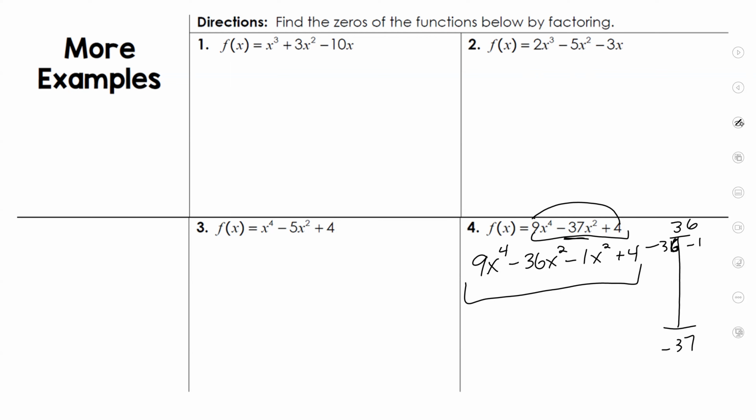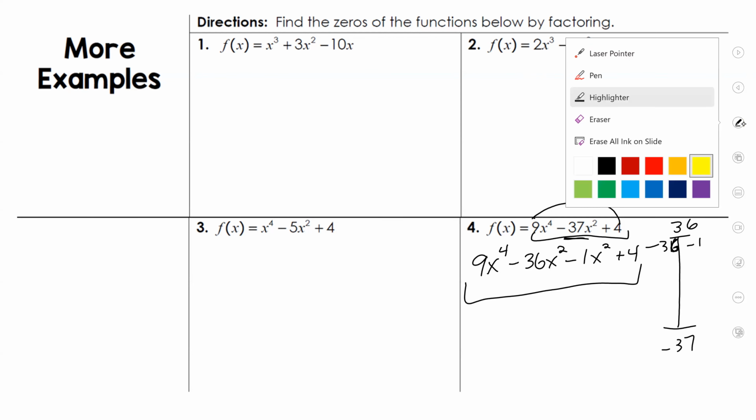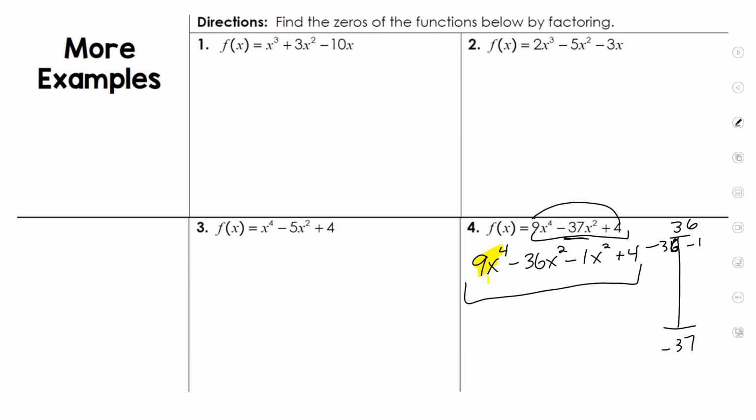So let me show you. I'll highlight. 9x to the 4th, 9x to the 4th. The 4 matches the 4. Do you guys see how a -36x squared minus 1x squared is -37x squared? So I just kind of expanded it.